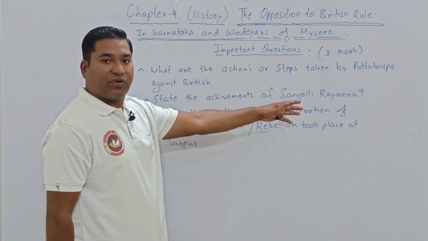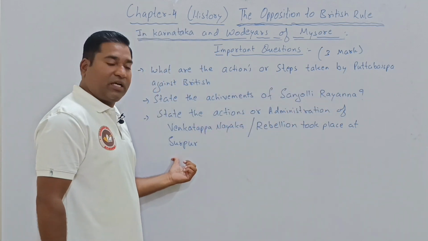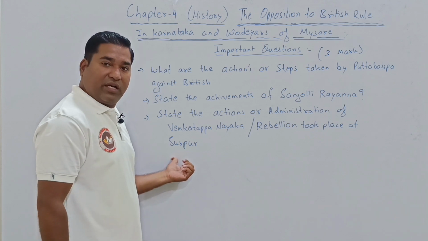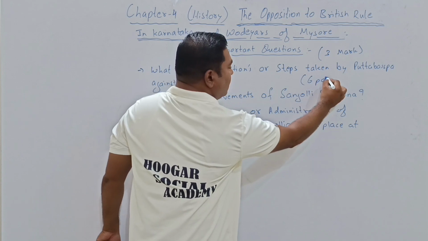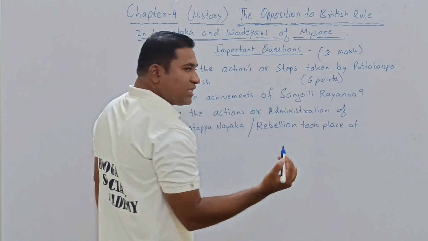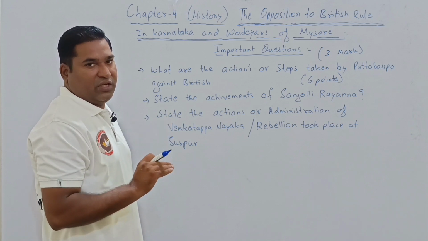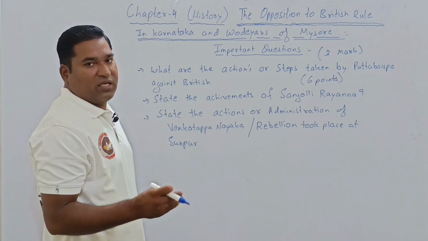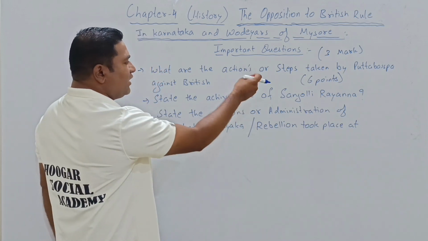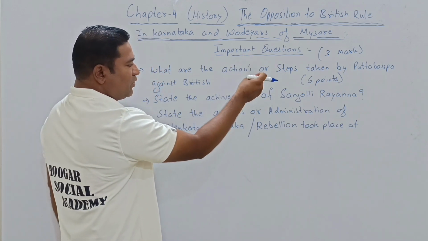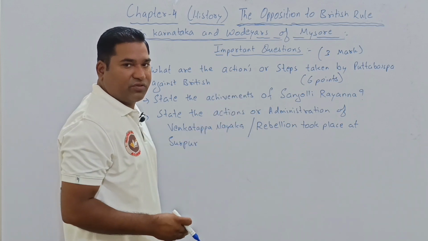So three important questions for the 3 marks. One is Puttabasappa, one is Sangoli Rayanna, and one is about Venkatappa Nayaka of Surpur. Here how many points are you going to write? You are going to write 6 points. Not a single point less than 6 points. You can't write 5 points, otherwise you are going to lose half the marks. So 6 points compulsorily have to be written in each one. So here are 3 very important ones from this chapter.